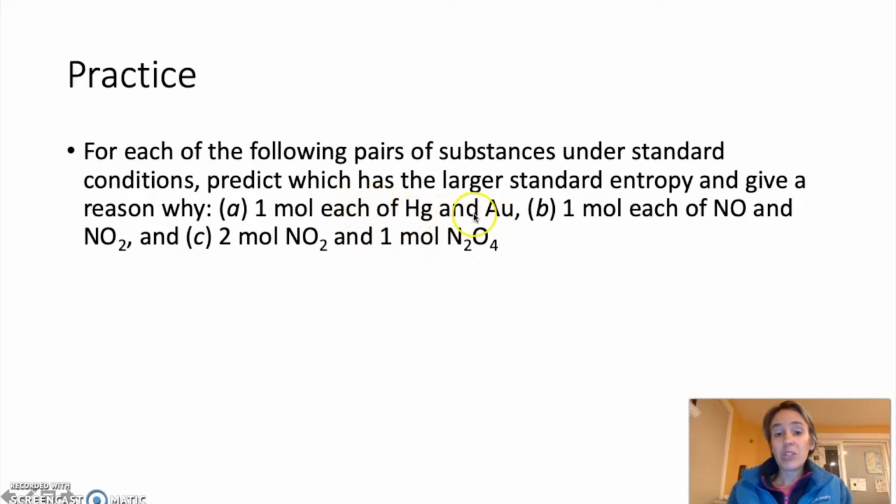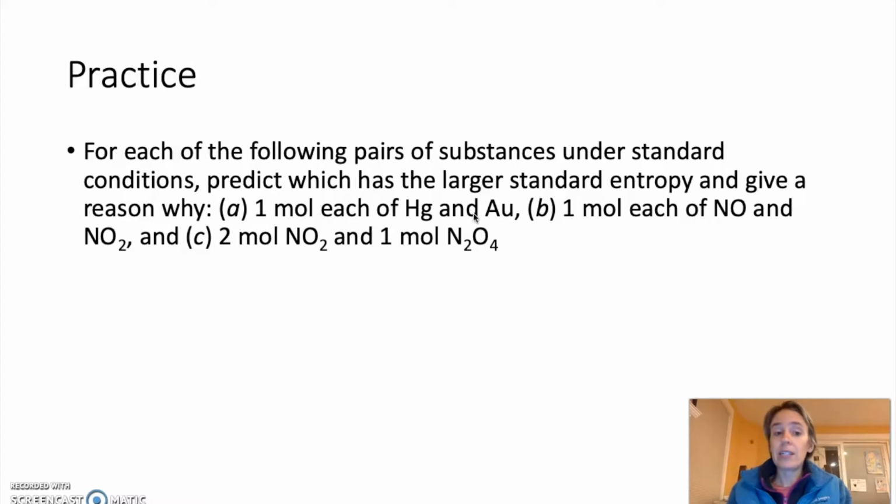So between mercury and gold, pretty similar elements. They're near each other in the periodic table, but gold is heavier. There's more matter there, there's more mass. So for 1 mole, there's just more ways to distribute the energy if you're working with gold as opposed to mercury. Moving on to B, 1 mole each of nitrogen oxide, or nitric oxide, and nitrogen dioxide. Here we have two similar compounds. They're in the same family. And so we would expect the heavier one, NO2, to have the higher standard entropy.